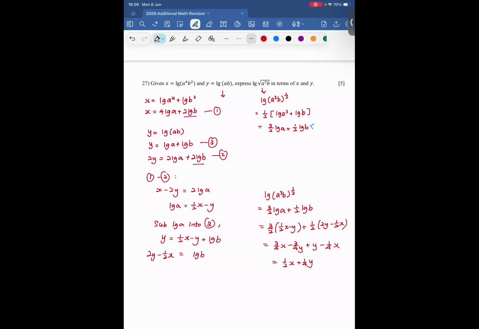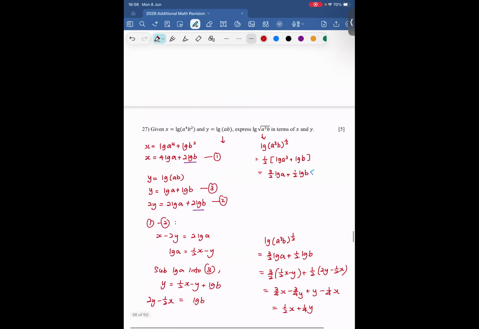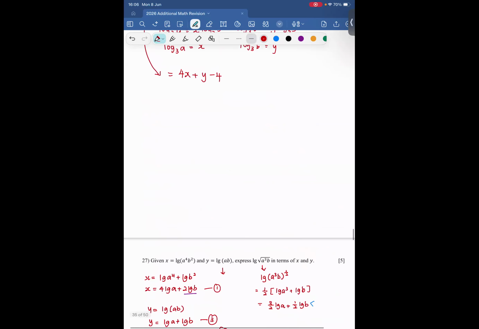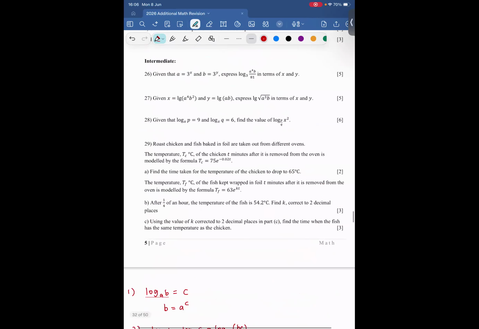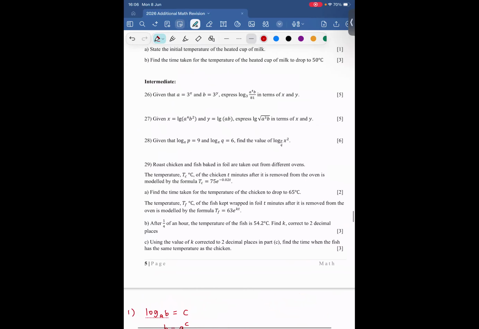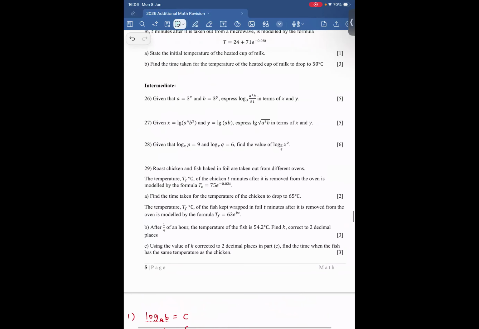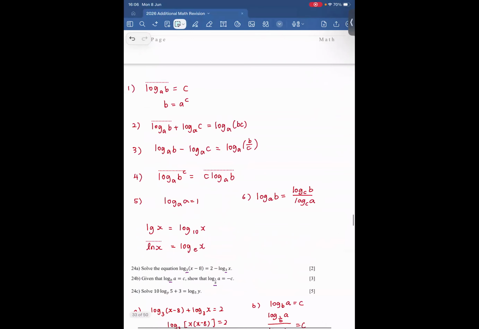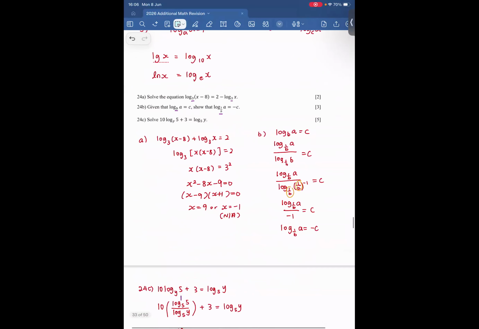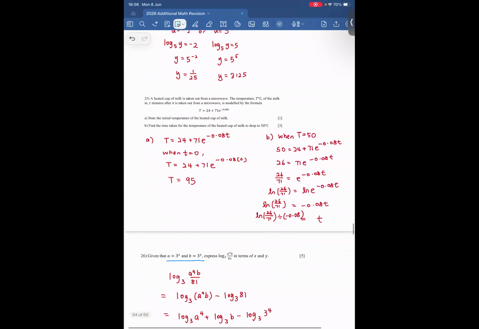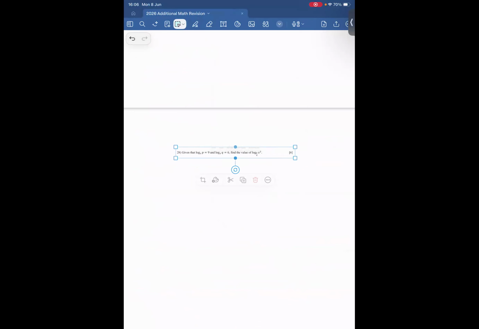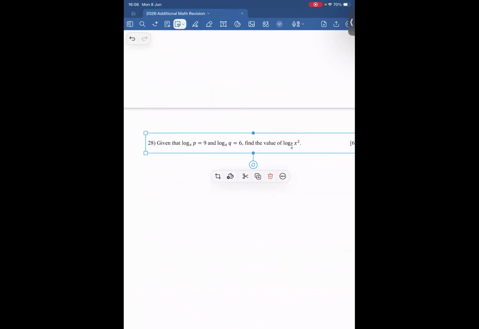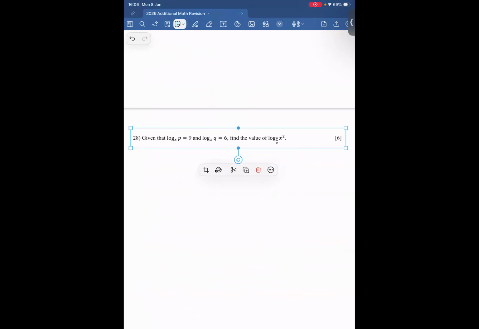Okay, 28. Okay, can try 28 yourself. 28 is a bit similar to just now what we have done, but you may need to use a bit of change of base.